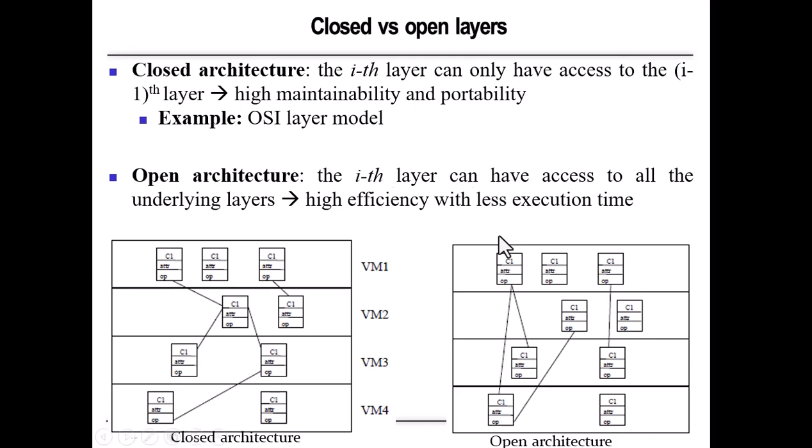Here you can see layer 1 approaches both layer 3 and layer 4, and layer 2 approaches layer 4. So there is no restriction. One layer can approach many layers.